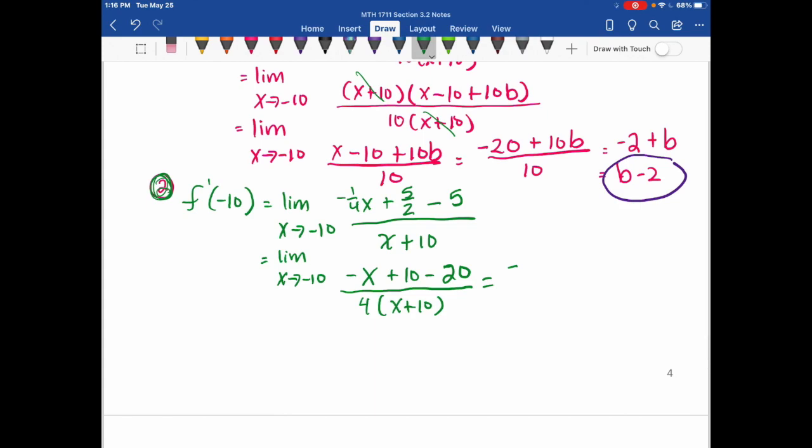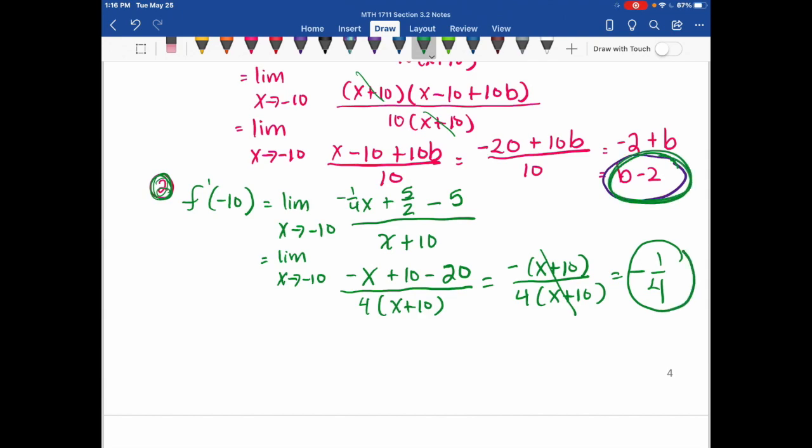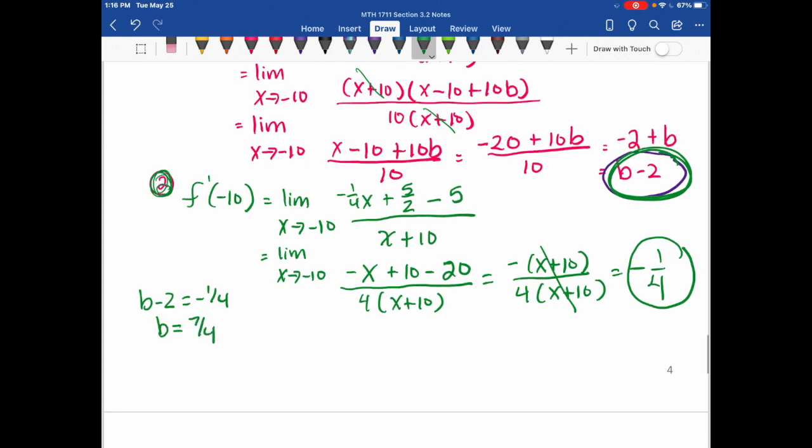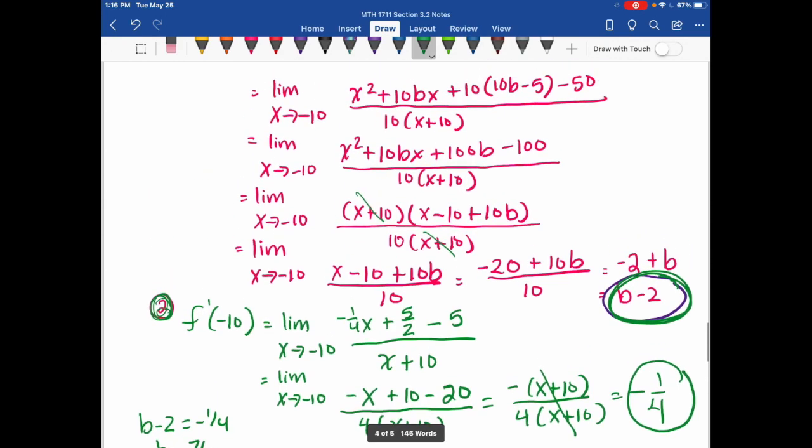So now I have a negative, let's see, how can I factor that? That would be a negative x plus 10 in parentheses all over 4 times x plus 10. I can cross that off and I get that the limit as x approaches negative 10 is negative 1/4. So this is the derivative for the second piece. This is the derivative for the first piece, and those have to be the same. So if I set those equal to each other, if I have b minus 2 is equal to negative 1/4, then b has to be 7/4.